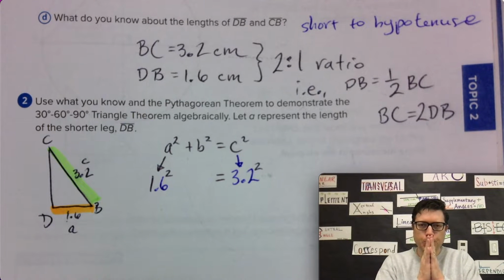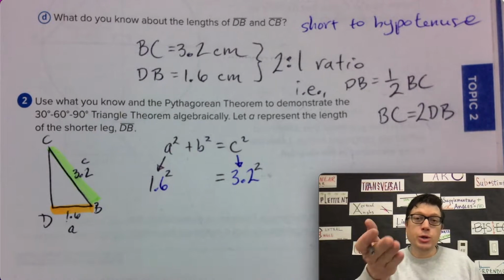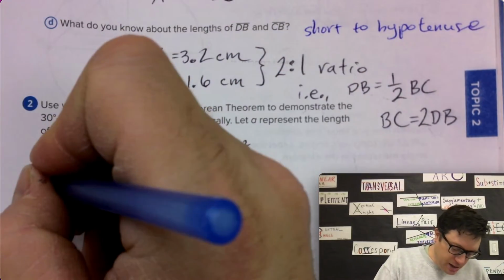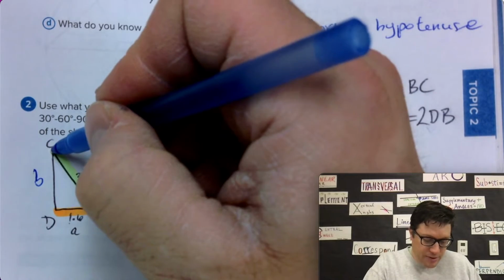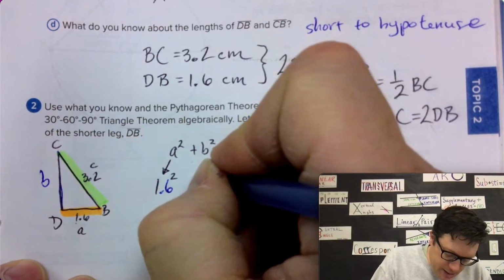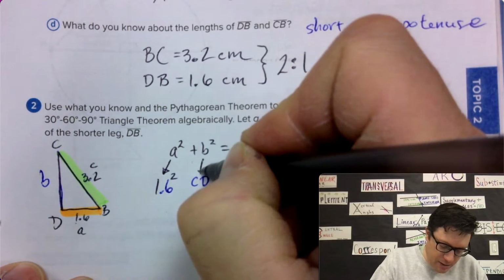Okay. We don't know what b is. We can use a question mark. We can use a variable. We can use geometry. This third side right here is b, and this is made up of this line segment, CD. So I can put CD where the b letter is from the Pythagorean theorem.